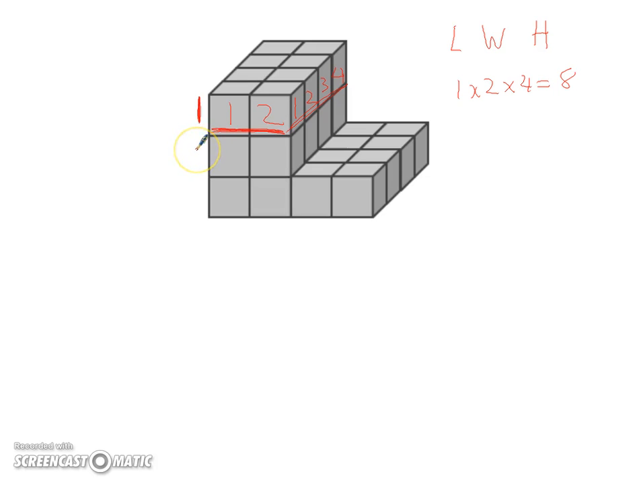I'm coming to the next layer. I'm going to switch to blue just so you can see what's going on. Again, I'm only doing one layer. So I got 1, 2, 1, 2, 3, 4. Oh, it's going to be the same. 1 times 2 times 4 equals 8.